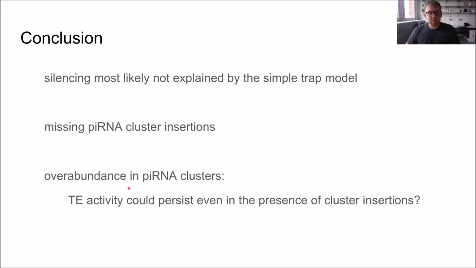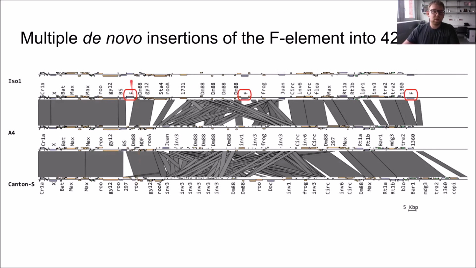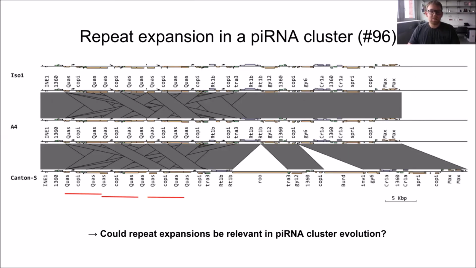And we can also find hints that this is really the case, as we look for insertions, really de novo insertions, that we can find since they are restricted to one particular TE and not larger fragments of the cluster. We can find sometimes the same element sitting in the same cluster several times, and it looks really like a de novo insertion and not maybe a repeat expansion, which is also the case. And these repeat expansions we also observe, and they could also be responsible for the overabundance that we observe.